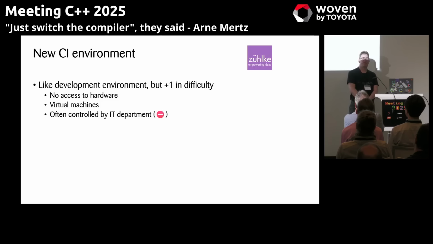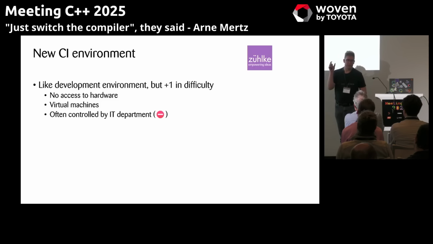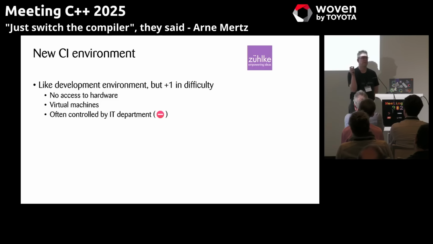Next step, CI environment. Because we don't only want to have it run on our machine, we want to have it run on a CI, right? Basically the same steps, plus one in difficulty in some cases because you don't have physical access to machines. If you have a compiler license that is bound to a USB dongle, then good luck, find the USB plug where you have to plug this in if your CI is in the cloud.